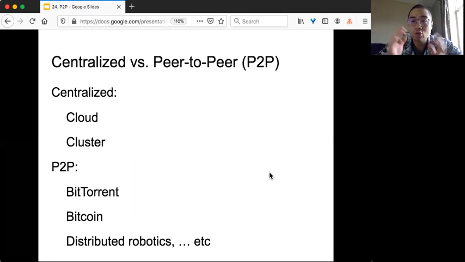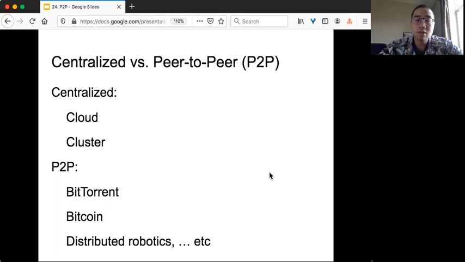In contrast, most of the topics we have talked about are centralized. It's about the cloud, about clusters, where you have specific servers that store data, serve some requests, or run some applications, and then you have clients that basically have no responsibility. All they do is contact the server to retrieve something or to store some data.